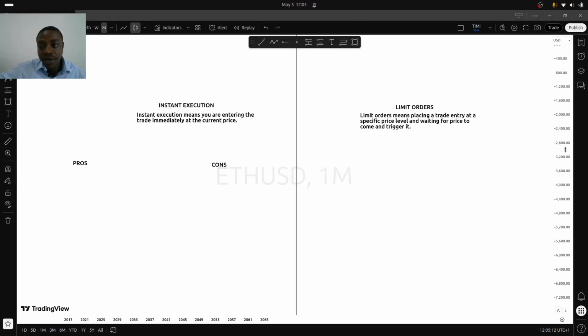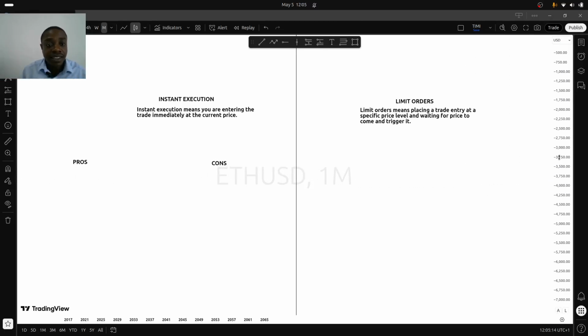Today we are talking about instant execution or limit orders, which are the best to use or which should you use as a trader. In today's video we are going to break down the meaning of instant execution and limit orders as well, while also talking about their pros and their cons, and how to use each of them as a smart trader.